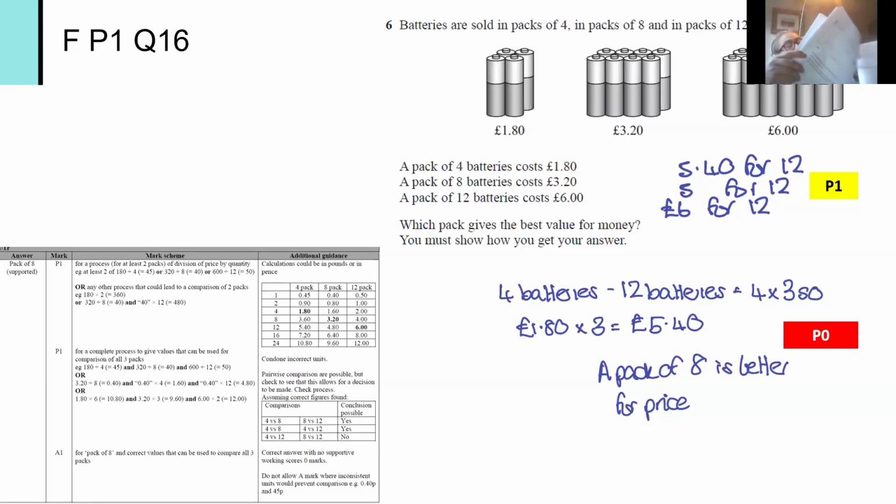Hang on. Although the conclusion is correct, let's go through this. We haven't got a correct process to compare the 4 pack. So we have the correct process because they've shown us where the £5.40 has come from. What they haven't done is shown us where the £5 comes from. So I was right the first time. They've just put £5 for 12, but they haven't shown us how they got that.